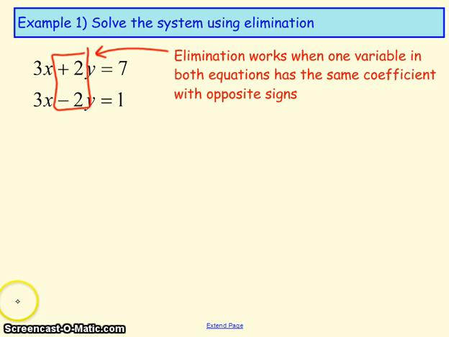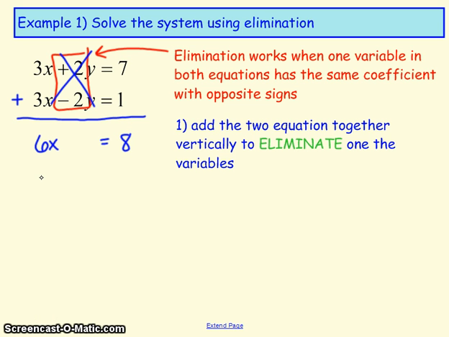The first thing that you're going to do once you see this is add the two equations together vertically. And this is the most important step. So I'm going to make this into a big addition problem and add the x's together. 3x plus 3x equals 6x. Positive 2y minus 2y, those are going to cancel out because they're opposites. So in that step, y was eliminated. That's where the name of this method comes from. And then on the right side, 7 plus 1 equals 8.